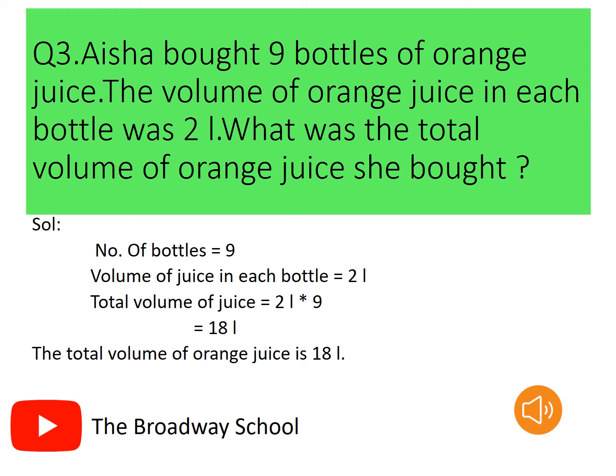Your first statement will be total bottles is equal to 9. Second statement, volume of juice in each bottle is equal to 2 liters. Your third statement will be total volume of juice, 2 liters multiplied by 9. So its answer will be 18 liters. Then you need to write your final statement as well. The total volume of orange juice is 18 liters.